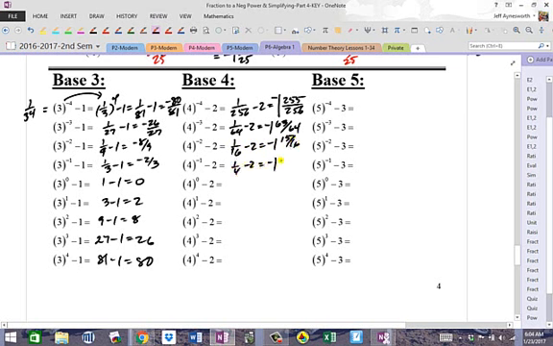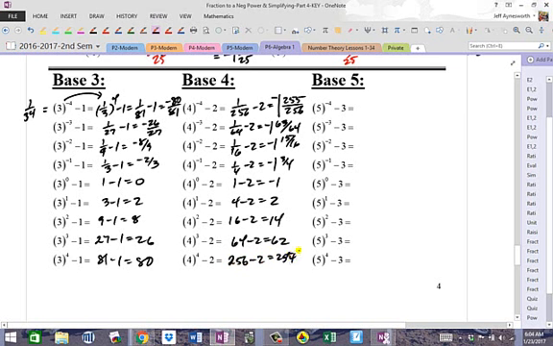1 minus 2 is just negative 1. 4 minus 2 is 2. 16 minus 2 is 14. 64 minus 2 is 62. And then 256 minus 2 is 254. All right, challenge, but you can do it, okay?